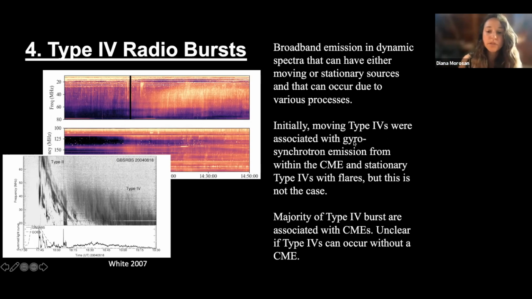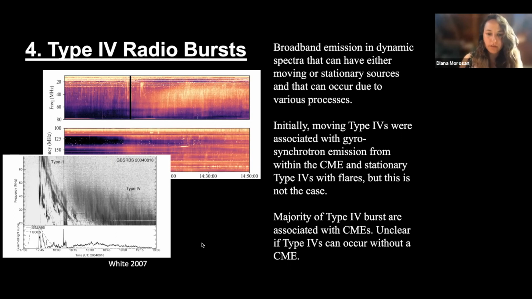It is possible, but gyrosynchrotron emission from inside CMEs is very, very rare. Only a few studies outlined it. Now, the majority of type 4 bursts are associated with CMEs. Like the CME occurs at the same time when we see a type 4 burst. And it's really hard at the moment to find a type 4 burst that is not associated with a CME. So it's likely that a CME is necessary to see a type 4 burst.